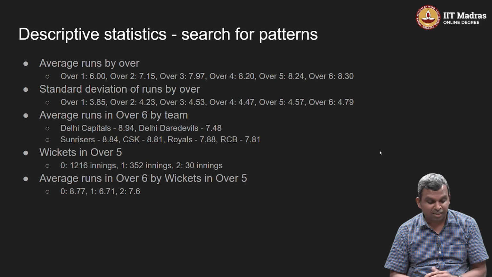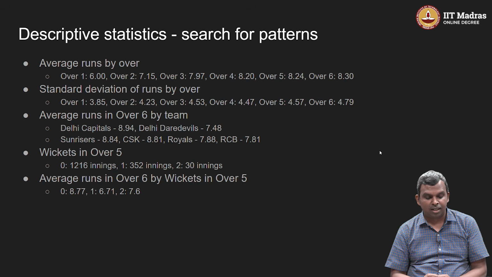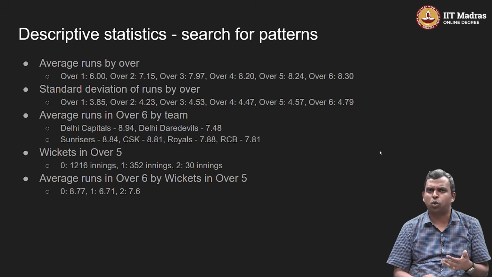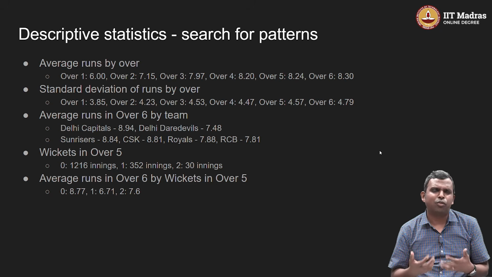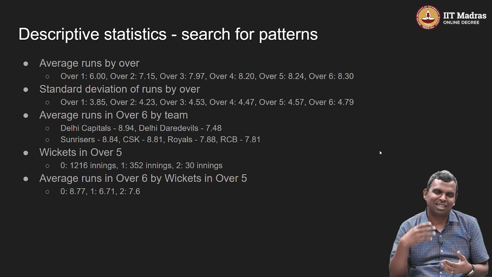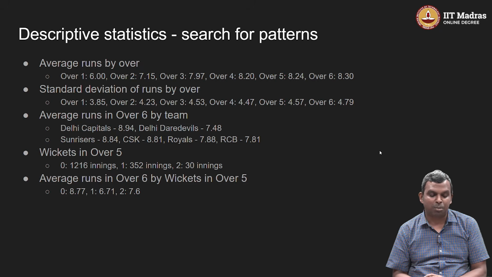Okay. What about wickets in over 5? I was just showing you in quite a few innings there were no wickets, in several of them 1 wicket, and in 30 innings there were 2 wickets. And I think I also showed you the runs in over 6 by wickets in over 5, average runs. You can see that there's a big drop from 8.77 when no wickets fell in over 5, to 6.7 when 1 wicket fell. And for 2 wickets, we don't really have too much data, just 30 innings, it's not enough to make any meaningful inference from that. Anyway, we'll see all this later on, but that average ends up being 7.6.